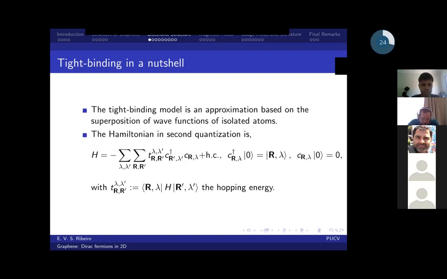So we can write the Hamiltonian within this approximation in second quantization. It will be something like that. So basically, what this Hamiltonian does is, if we have some electron in a lattice site R, within some orbital with index lambda, the only process that can occur in this physical system is the jump of this electron to another configuration in another lattice site that I'm calling R prime, within an orbital lambda prime. This has an energy associated, which is called the hopping energy.